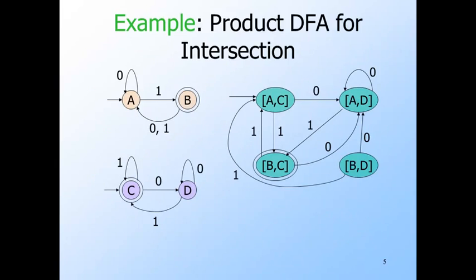Here's an example based on the same product automaton we used last time. The only final state in the product is BC. That's because B and C are the only final states of their automata.